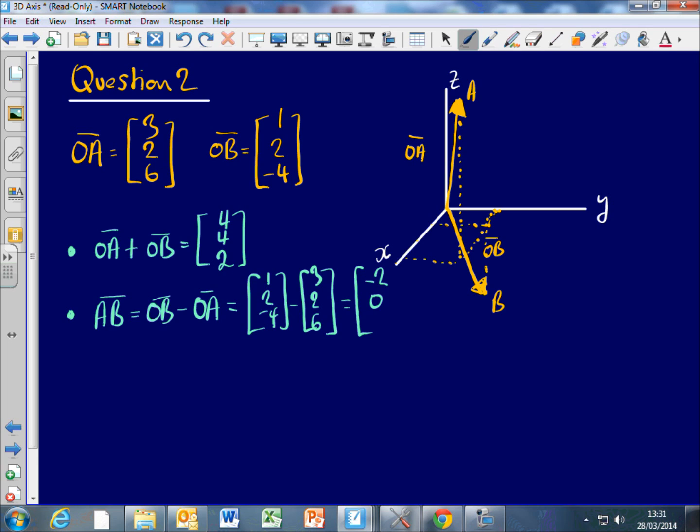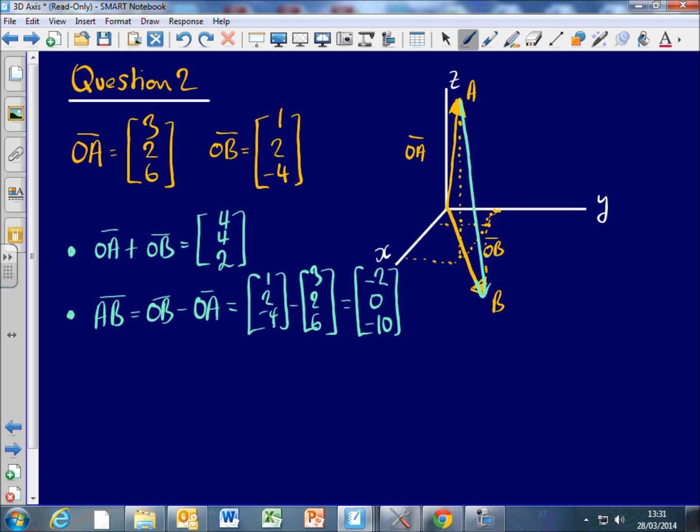And minus 10, is that right? Okay, so that's the vector A to B. Basically saying to get from A to B you need to go minus 2 in the x direction, don't change in the y direction, and go 10 down in the z direction.